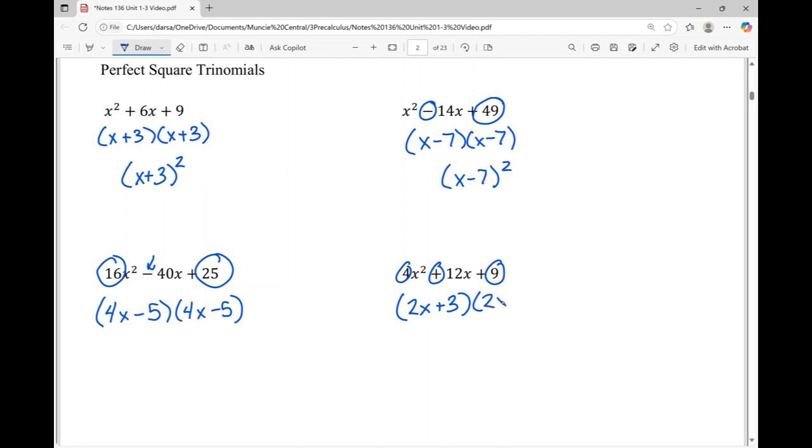And then 2x plus 3, and then check our OI, our outsides and insides. So is 6x plus 6x 12x? Yes, and we are done. So always look for those perfect squares on the front and the back. Usually those are going to be much easier to factor in the long run.